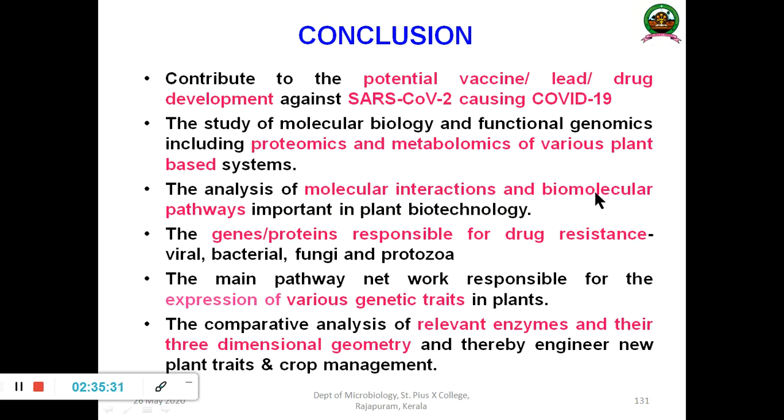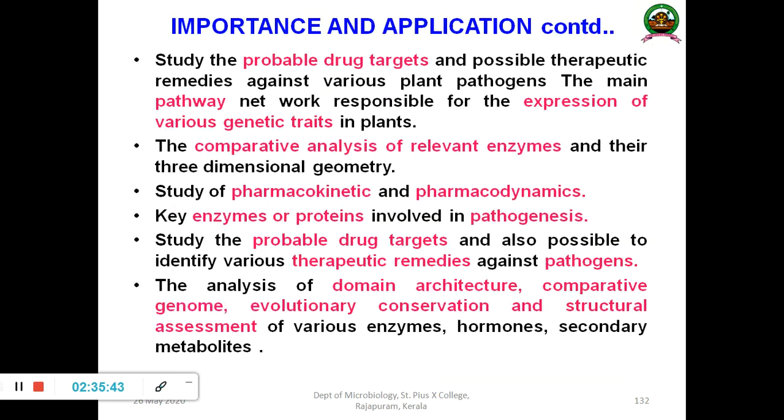the molecular interaction studies of biomolecular pathways, and the genes and proteins responsible for drug resistance. We can study the expression of various genetic traits, the relevant enzymes and their three-dimensional geometries, the probable drug target, comparing the enzymes and their novel folds, the pharmacokinetics, and pharmacodynamics.